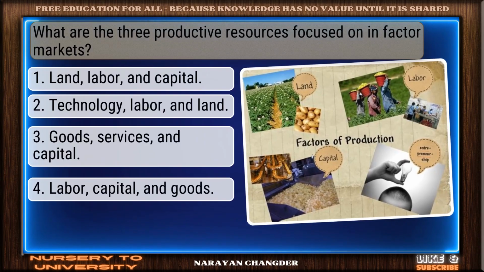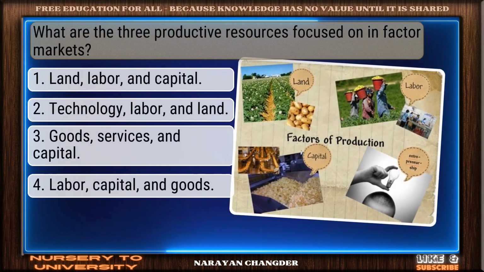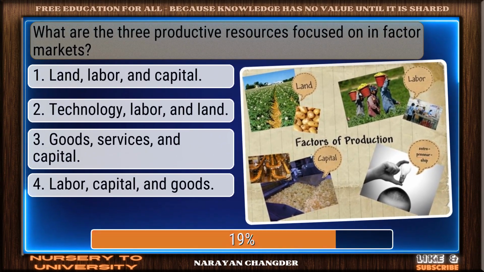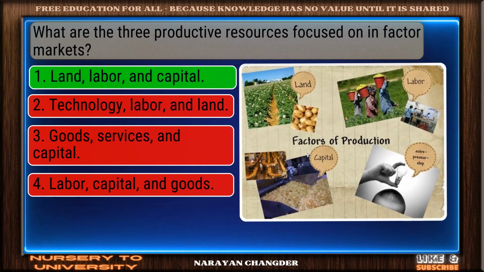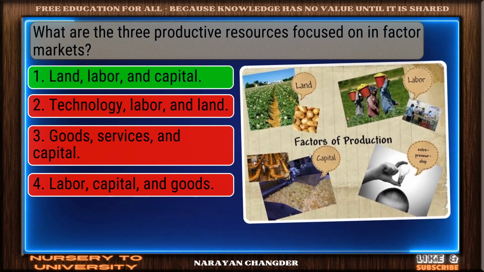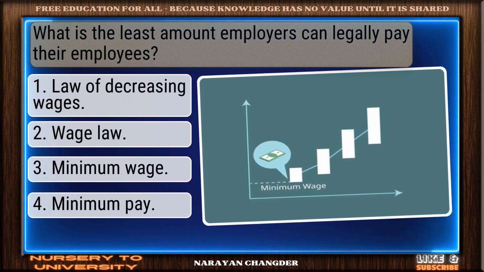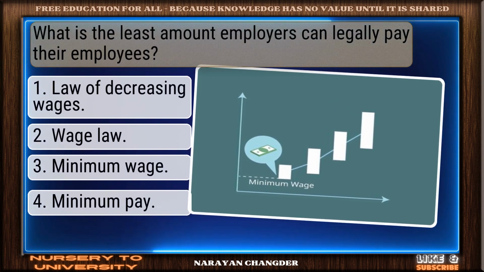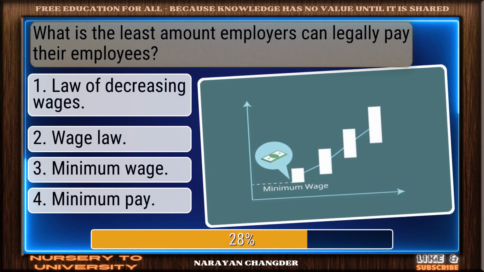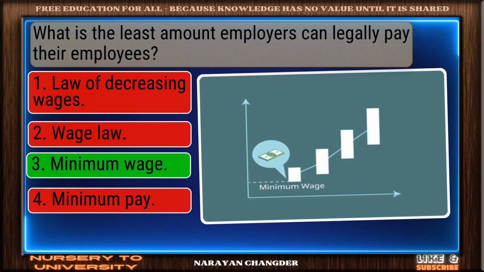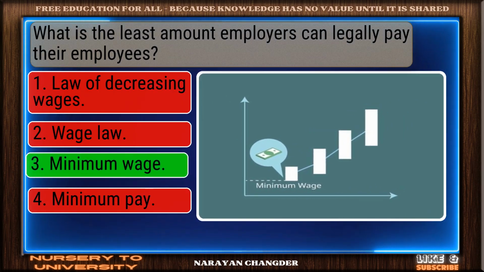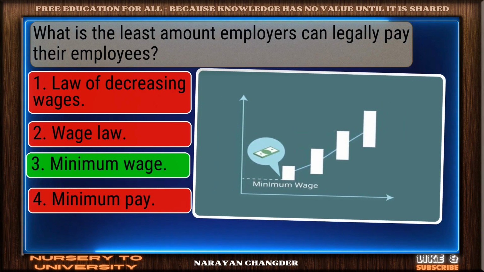What are the three productive resources focused on in factor markets? Smart pick. Land, labor, and capital is the correct choice. What is the least amount employers can legally pay their employees? Great thinking. Minimum wage is the right choice.